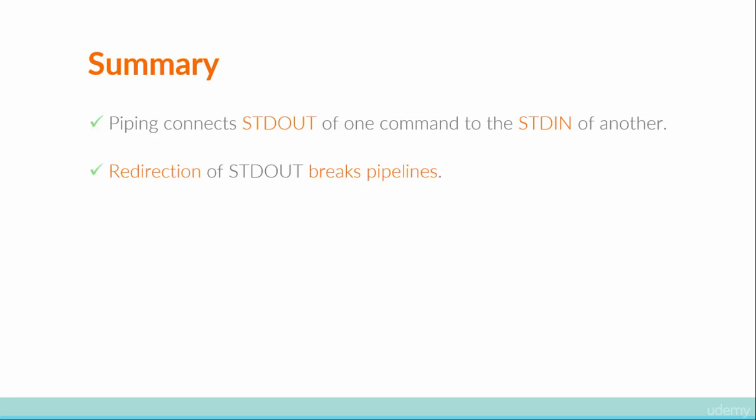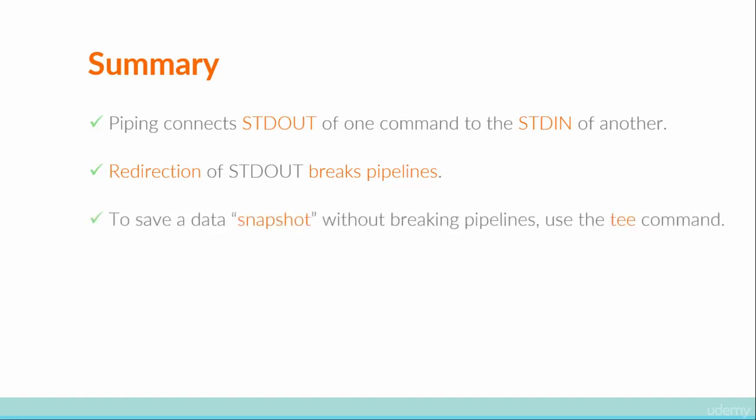Redirection of standard output breaks pipelines. So if you're making a pipeline and you do some redirection, you've broken your pipeline, the pipeline from that point on will no longer work, okay? So if standard output has just been redirected into a file, by default, it can't be continued to be passed down the pipeline. That is, unless you use the tee command. So if you want to save a data snapshot without breaking your pipeline, use the tee command instead, and that will make basically an imaginary T junction, just like you might find in pipes of water in your pipeline, so that you can save your data and also have it continue on through the pipeline at the same time.